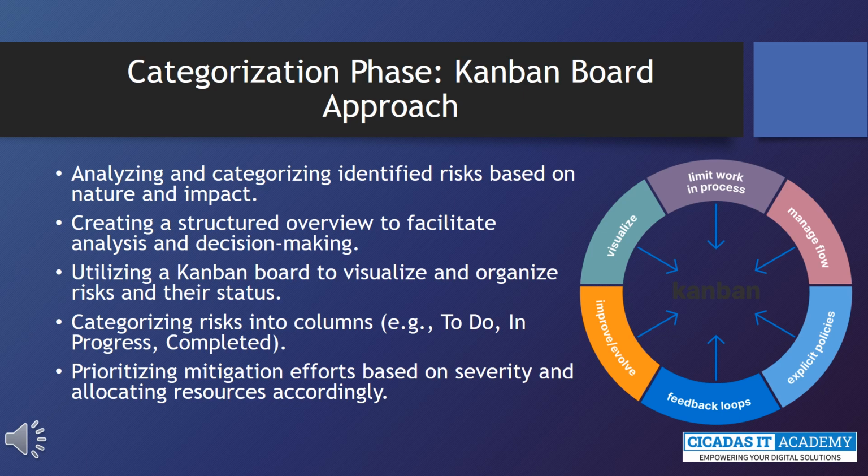The categorization phase involves organizing and prioritizing risks and privacy impacts identified during the assessments. Using a Kanban board approach, organizations can visually manage and categorize the risks based on their severity, likelihood, and potential impact. This approach allows for effective tracking, communication, and collaboration among stakeholders. It ensures that resources are allocated appropriately to address the most critical risks and prioritize mitigation efforts.